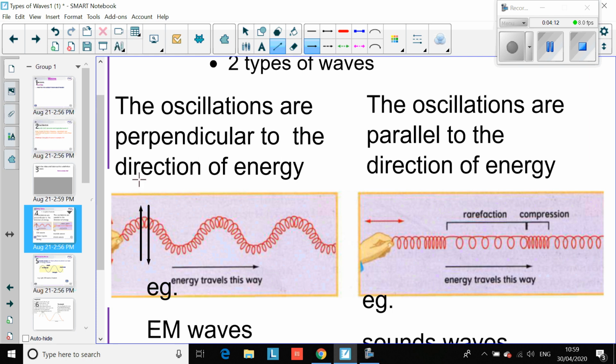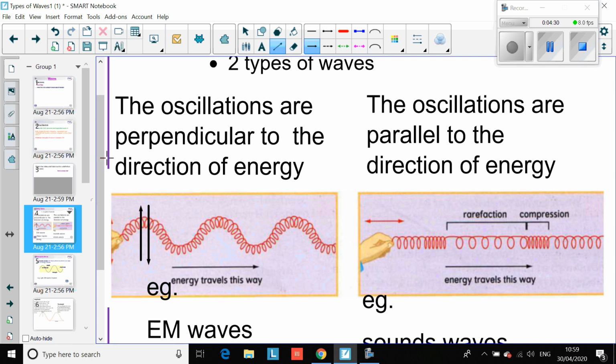So firstly, can everyone draw in a transverse wave? We're going to go through a few properties for this in a moment. So leave a bit of space for this, please. And the correct definition: the oscillations are perpendicular to the direction of energy.